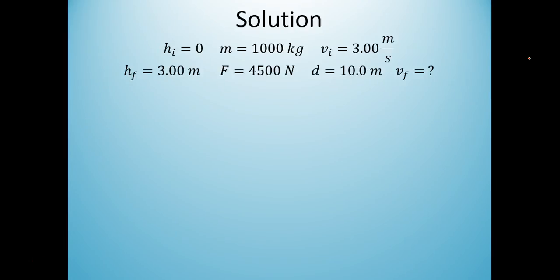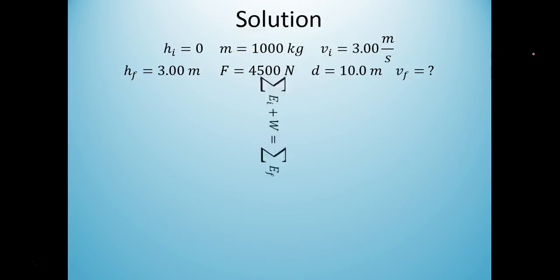We have an initial height of 0. I again emphasize that it is wise to make either your initial or final height 0, if you can. And that force is 4,500 newtons. Now this time the force is acting in the direction of motion, so it's a positive force this time. And we have our mass, we have our initial velocity.